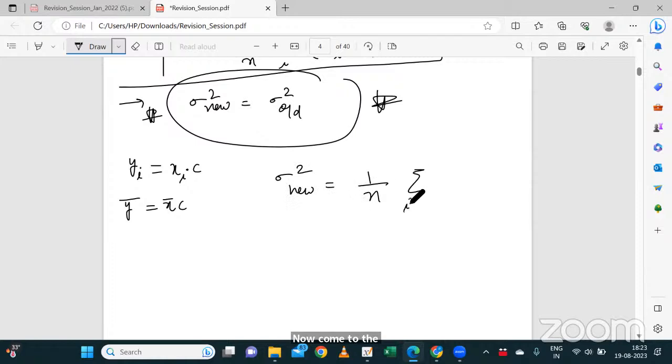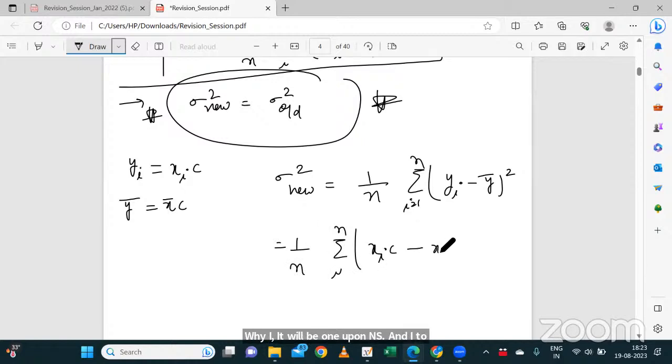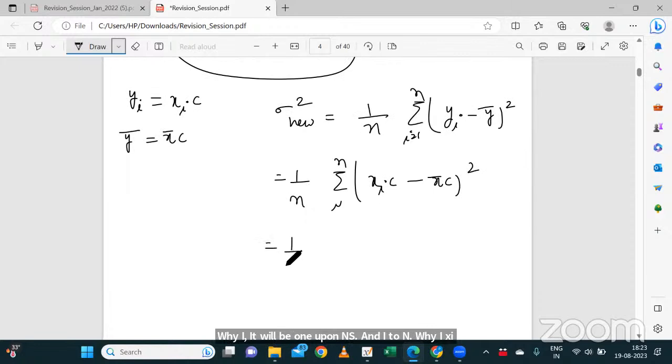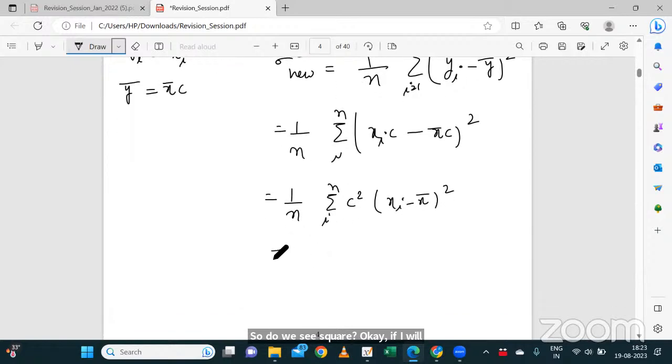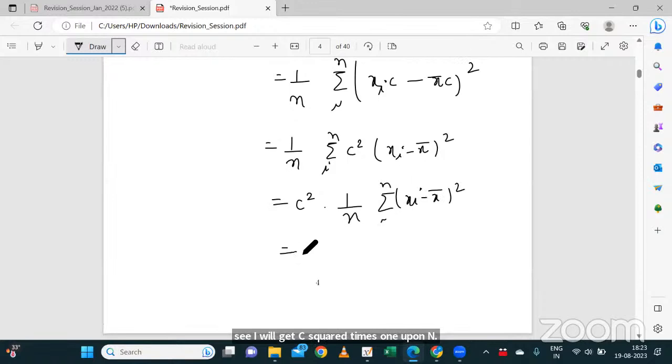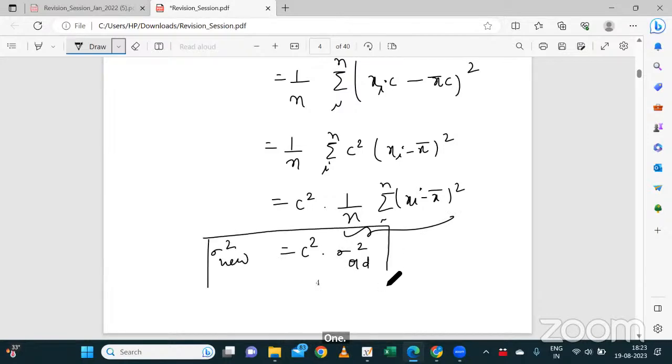It will be 1 upon n, summation i equals 1 to n of (yi minus y bar) square. What is yi? It is xi times c minus x bar times c, whole square. I can take c as common, so it will be c square. Then I get c squared times 1 upon n summation of (xi minus x bar) whole square. What is this quantity? The old variance, yes. So if I multiply all the observations by a constant, my new variance will be the square of that constant times the old variance. Is it clear to everyone?